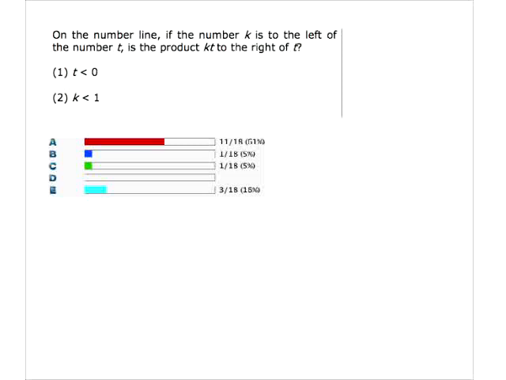Okay. So the story here is this. If K is to the left of T, is the product to the right of T? That's a good point. Although, you'll see, some of them fall into other categories. But like this one definitely does. All right. Does anybody know what this means? Go ahead and type in the text box. Is the product KT to the right of T?